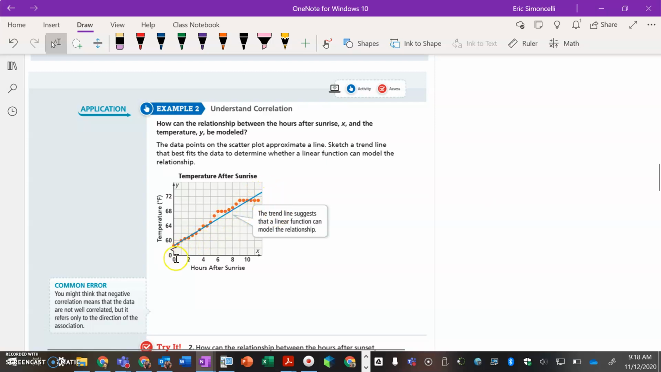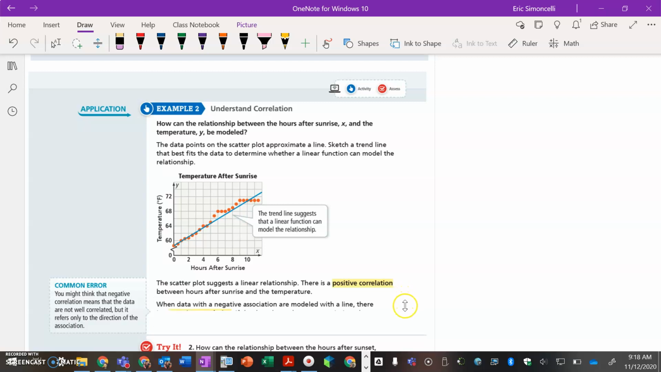So I would argue that this is a positive association, as it's described here, but also a positive correlation specifically. The scatter plot suggests a linear relationship. There is a positive correlation between hours after sunrise and the temperature. When data with a negative association are modeled with a line, there is a negative correlation. If the data do not have an association, they cannot be modeled with a linear function.